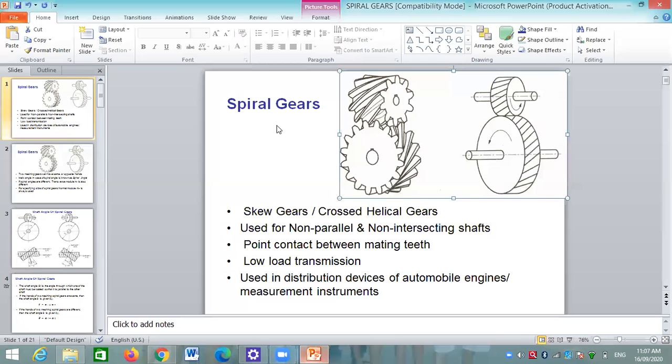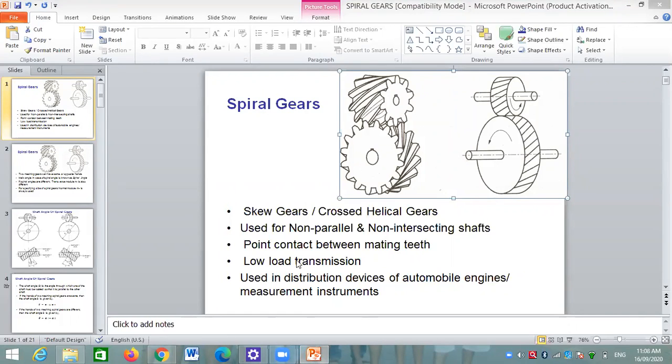So, what is a spiral gear? This image shows the diagram of the spiral gear. The spiral gear is also called the screw gear or cross helical gear. It is similar to the helical gear, but the only difference is that the shape of the tooth on the periphery of the gear is spiral, and it is used for non-parallel, non-intersecting shafts.